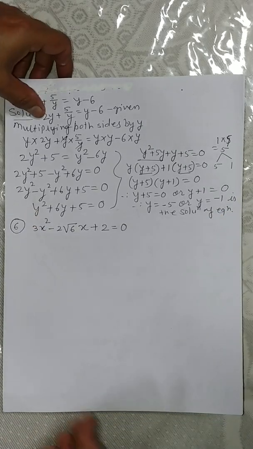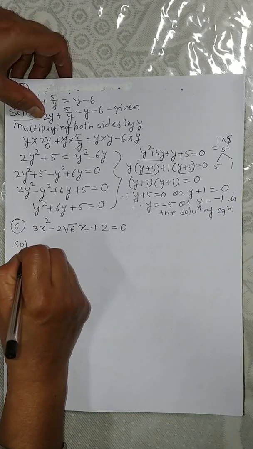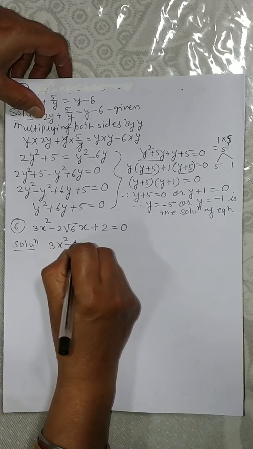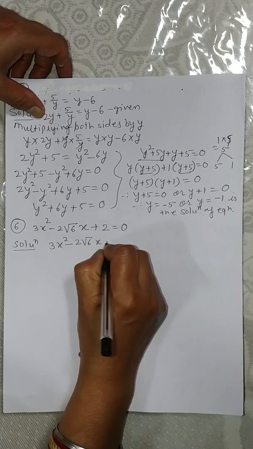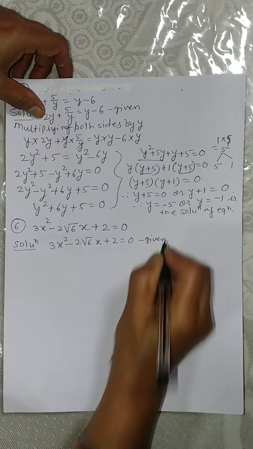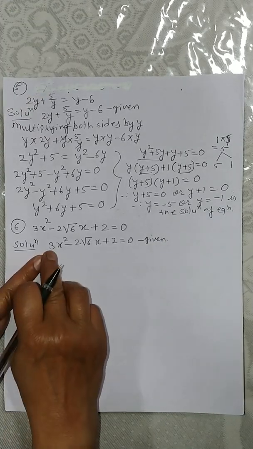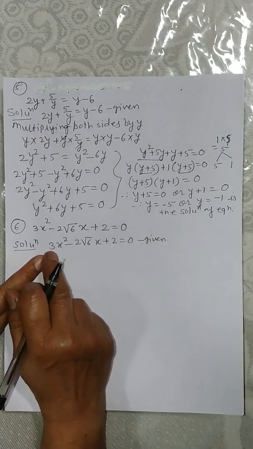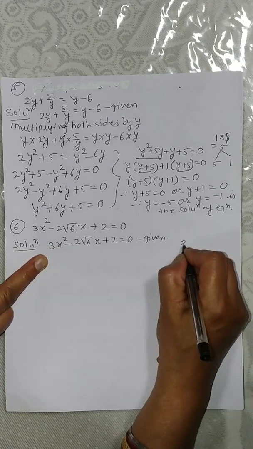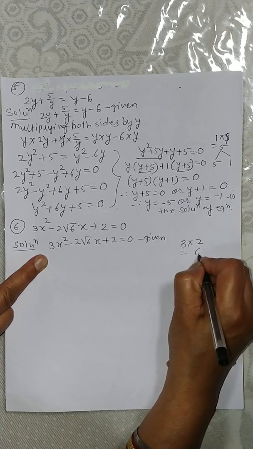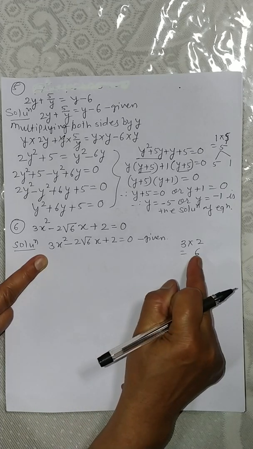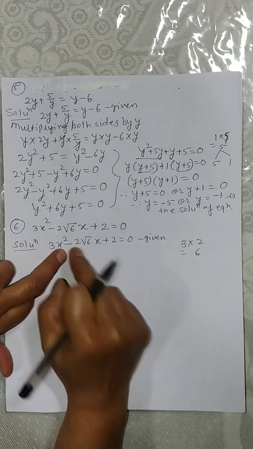Now this is the last example of the factorization method. So 3x square minus 2 root 6x plus 2 equal to 0, this is given. Now here the coefficient of x square is 3 and the constant term is 2. So 3 into 2 is equal to 6. Now we have to find out the factors of this 6 such that the sum is minus 2 root 6.